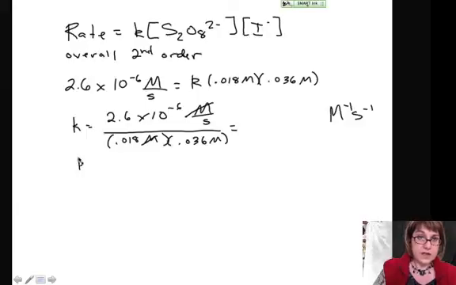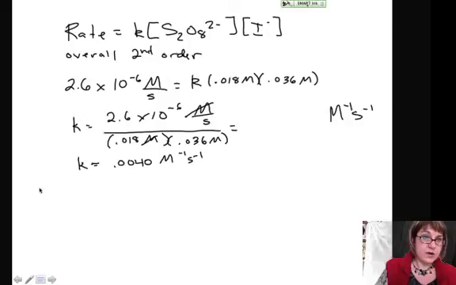So the value of K, how many sig figs do we get to keep here? It looks like only 2, so we'll round this number to 2 sig figs. And its units are per molar and per second. So now we've answered part A and we've dealt with part B. Let's address part C.